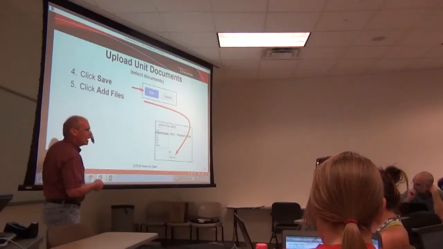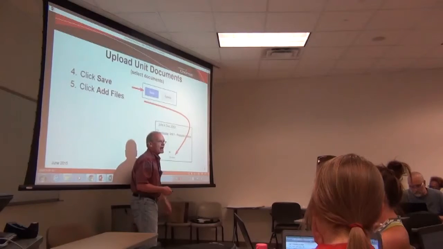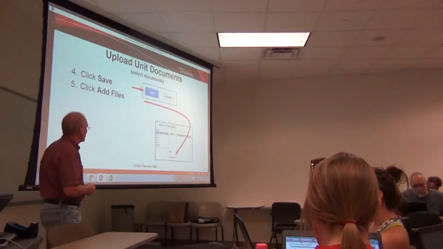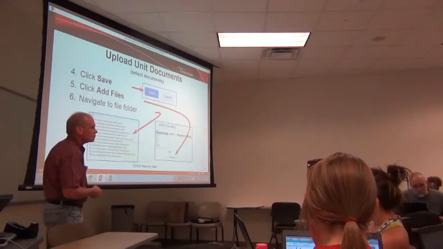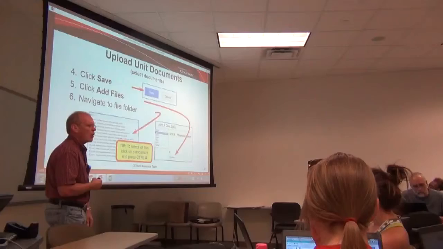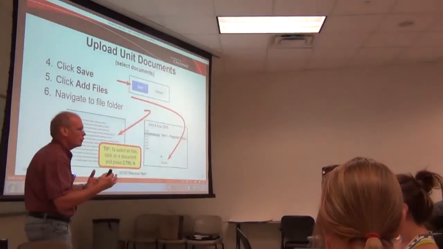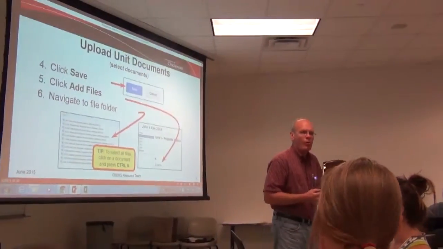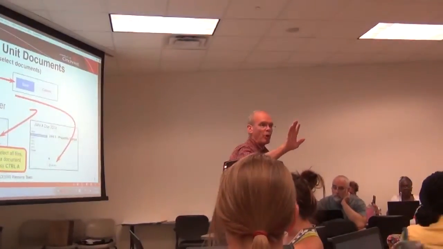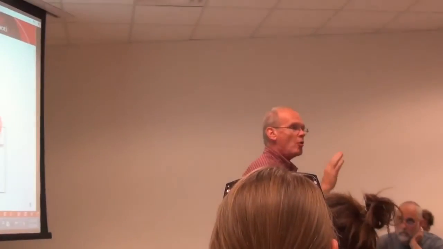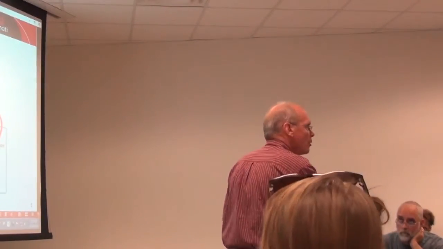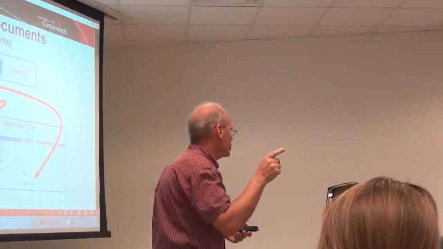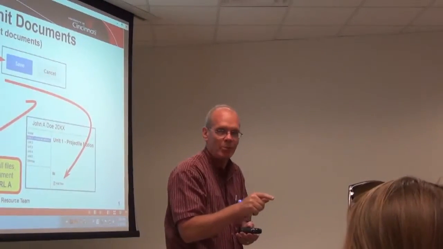Okay. Now, at the bottom down here, there's this add files. So go ahead and click on add files. Okay. Now I'm going to walk through this and then I'll see how you do. Now, when you click add files, what happens? It opens up the browse window. Okay. So now, where are your files? Where on the desktop? Unit archive. So you want to navigate to the unit archive on your desktop.